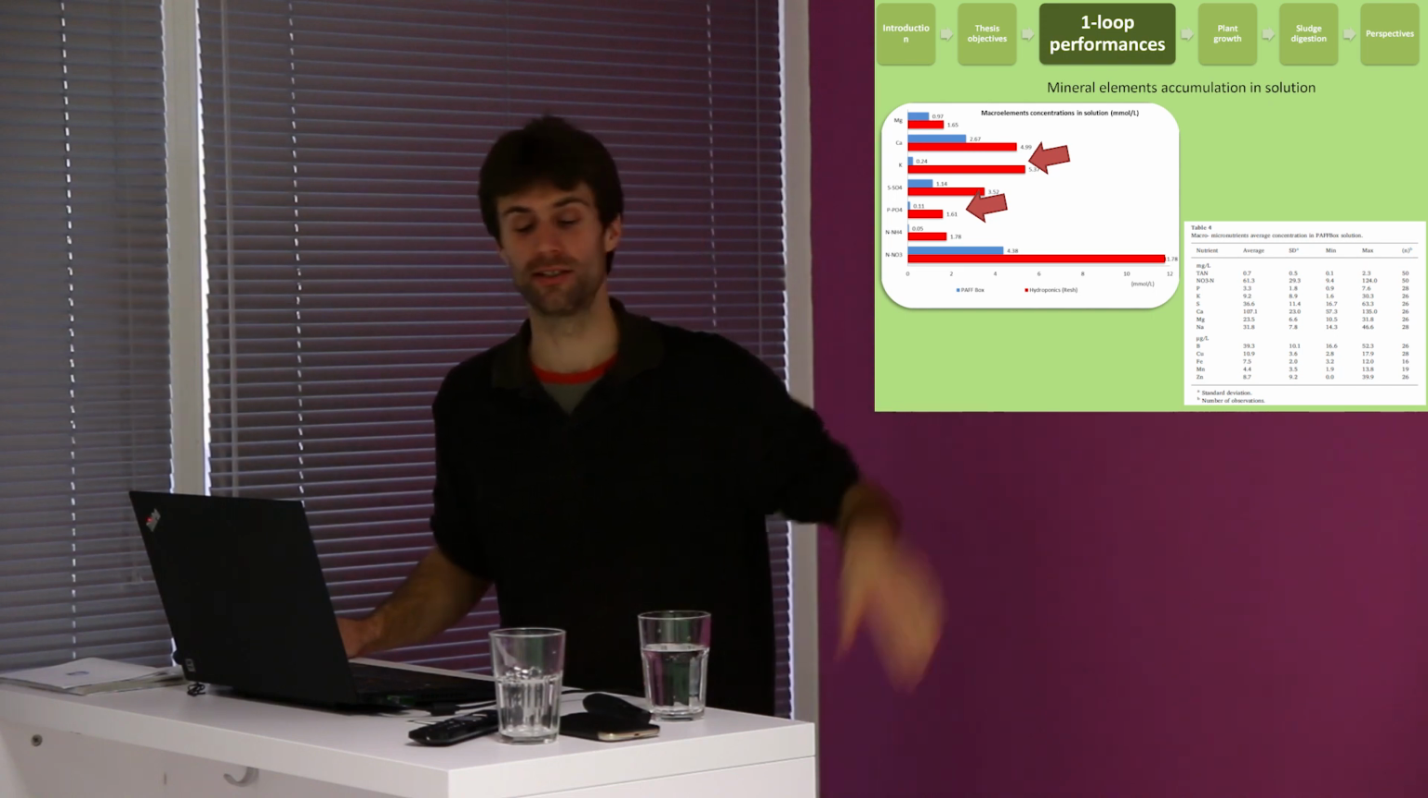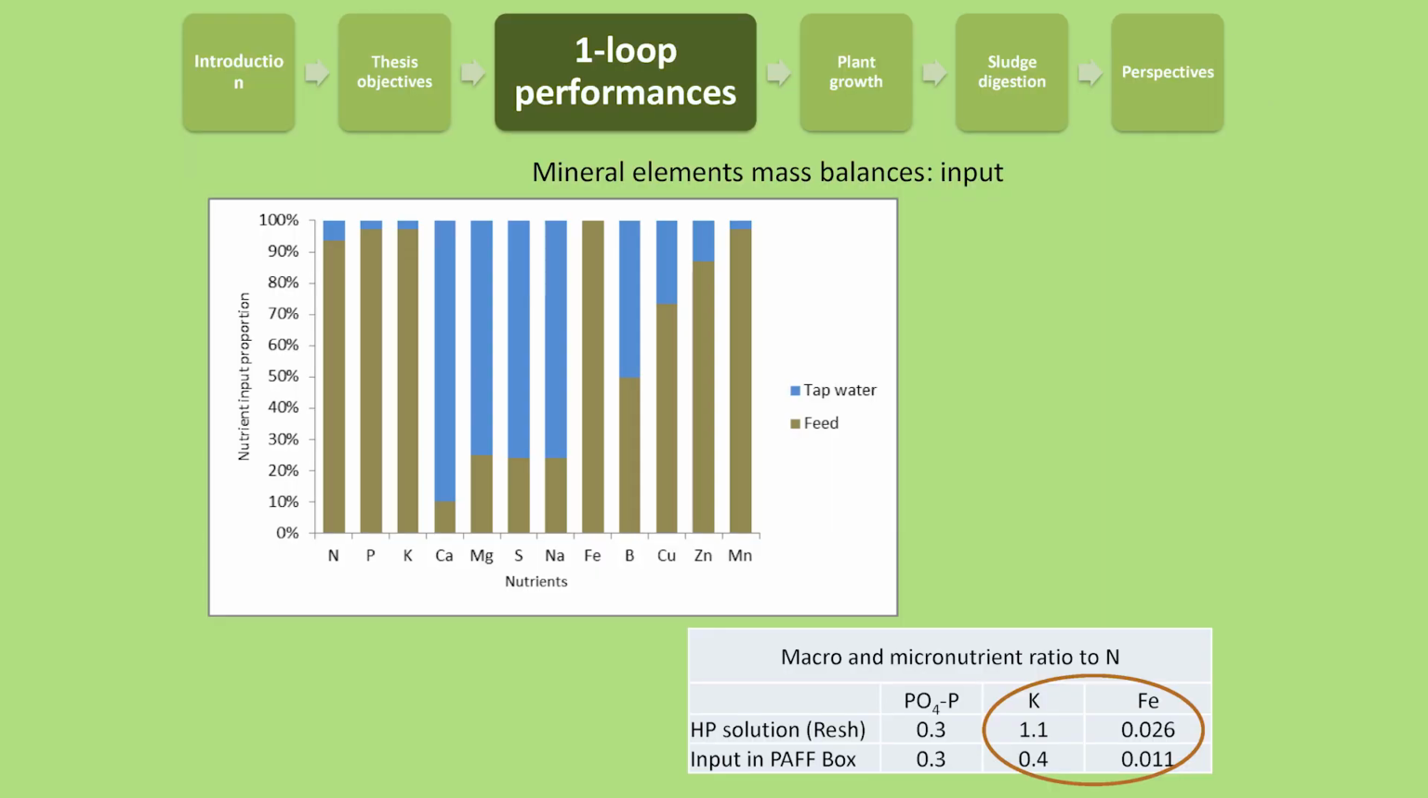It's NFT standards. Now if we look at the mass balances, the only two inputs of elements were from tap water and feed, and you can see that most of the calcium, magnesium, sulfur, and even sodium, which is interesting, were inputted from tap water.